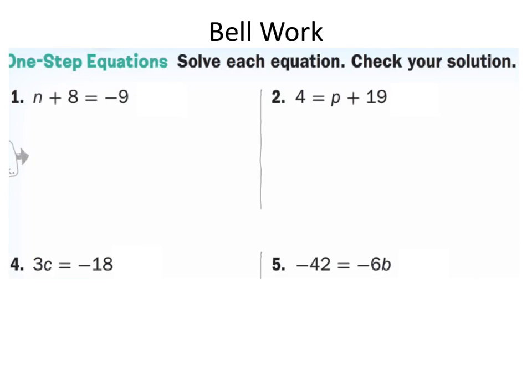Alright, there's the bell work. And since the bell rang, hopefully you guys have all four of those done. So there's our answers: 1n equals negative 17, 2p equals negative 15, 4c equals negative 6, and 5b equals 7 on those. That would make all those true statements if you were to replace the letters with those numbers.